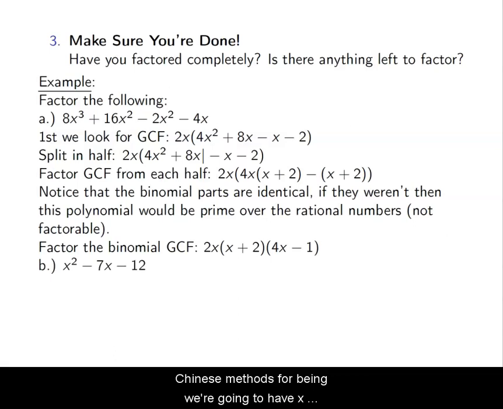So for B, we're going to have x squared minus 7x minus 12. So this is a trinomial. There's 3 terms, okay. It's monic, right? The leading coefficient is 1. We don't see a number here, so that number is intended to be a 1. There's only one x squared, okay.